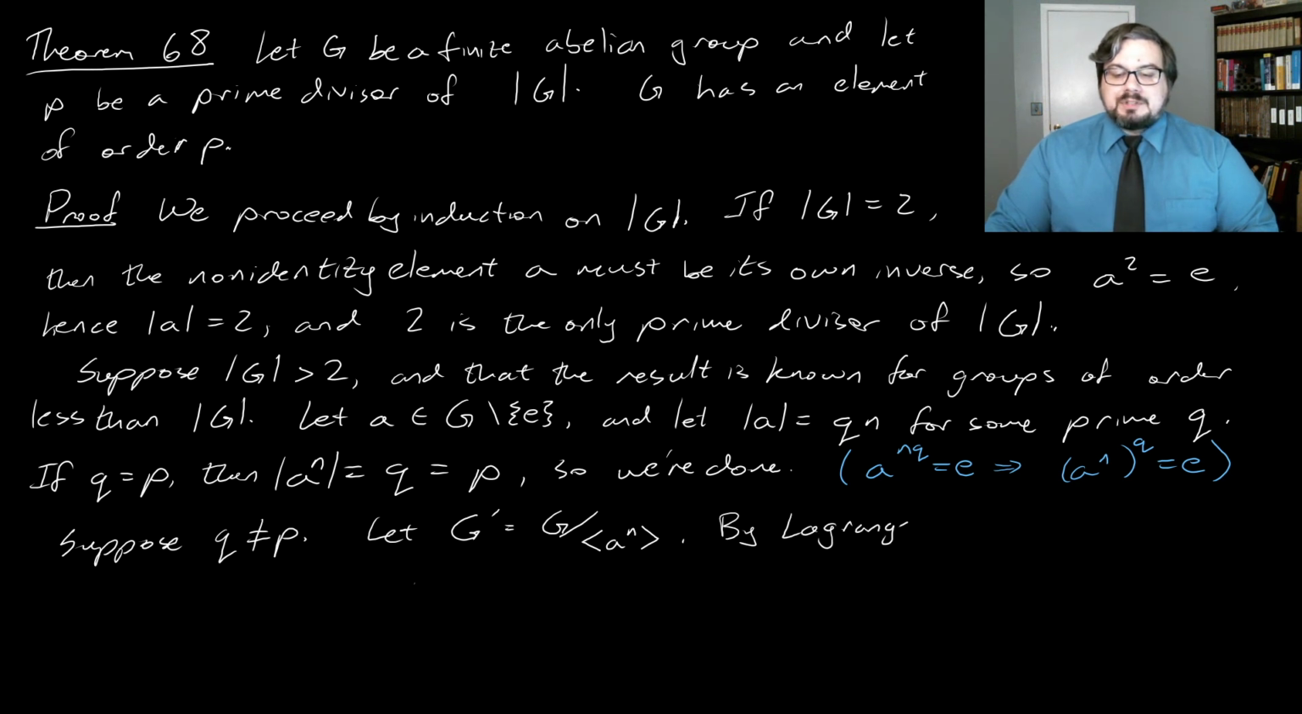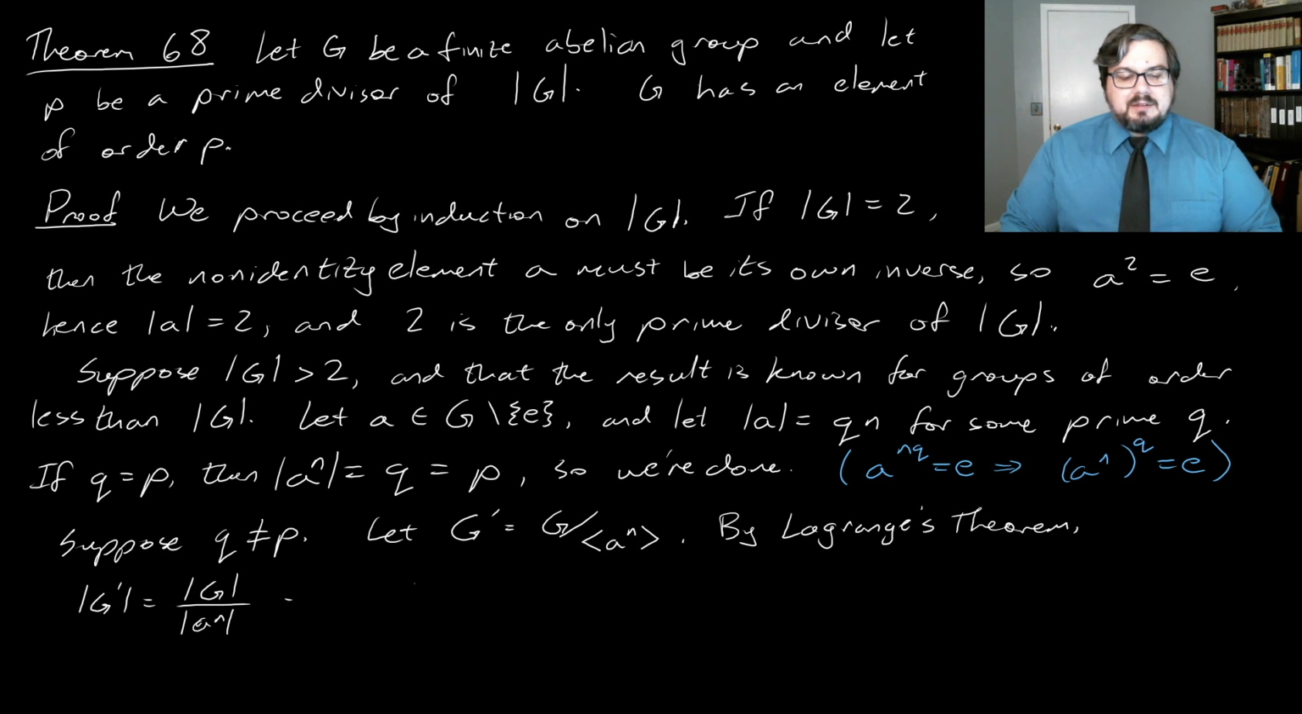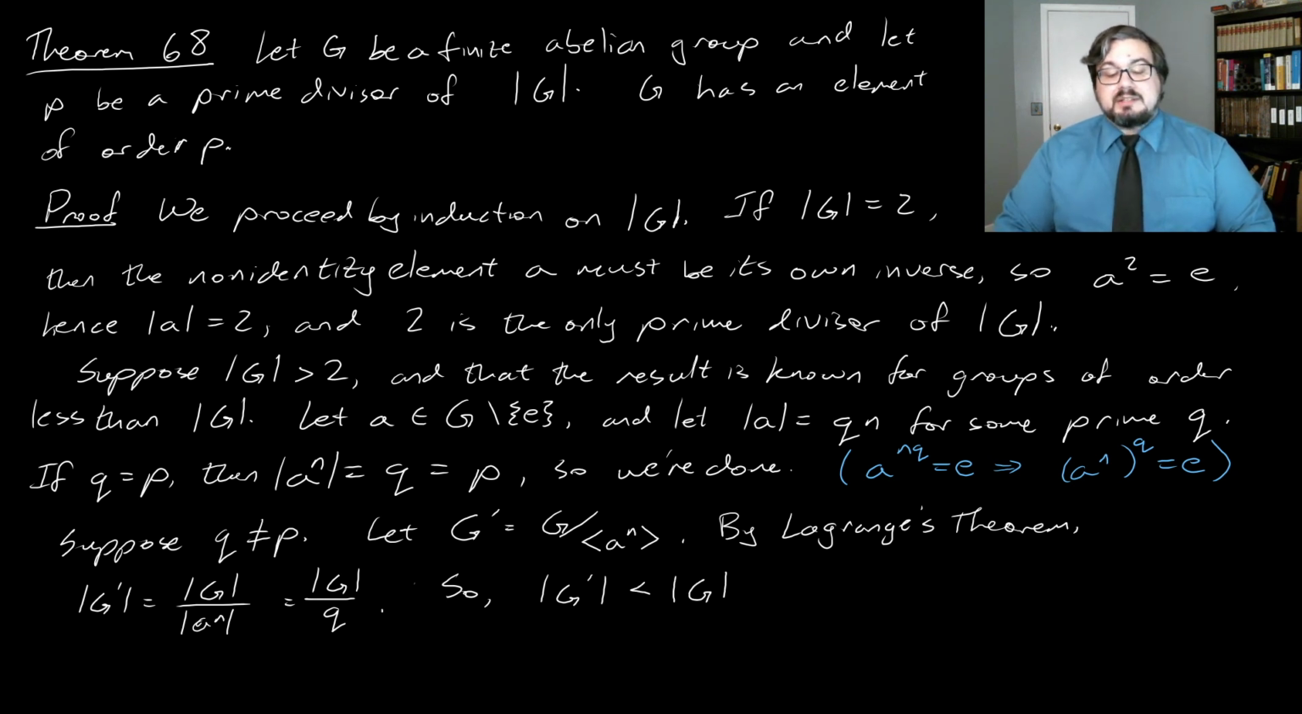Lagrange's theorem will tell us about the order of G prime. By Lagrange's theorem, the order of G prime is going to be equal to the order of G divided by the order of A to the n, which is the order of G divided by q. So this means that the order of G prime is less than the order of G, because it's the order of G divided by some prime number. And furthermore, p still divides the order of G prime.